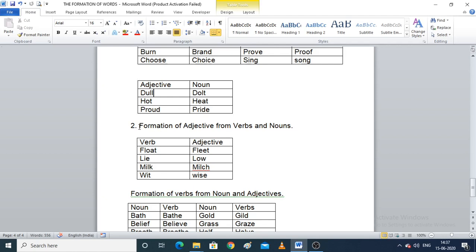Now we'll look into the formation of adjectives from verbs and nouns. Fleet is derived from float. Low is derived from lie. Milch is derived from milk. Wise is derived from wit.